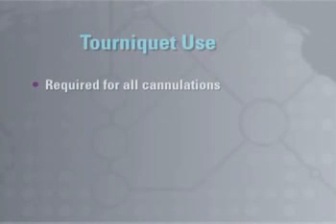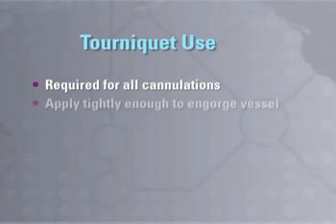Now you're ready to cannulate the fistula. The proper use of a tourniquet is required for all fistula cannulation procedures to help prevent complications associated with improper needle insertion. This includes large fistulas that appear dilated without a tourniquet. Using a tourniquet ensures uniform dilatation of the vessel prior to needle insertion. You need to apply the tourniquet tightly enough to enlarge or engorge the vessel, but not so tightly that you cause pain or loss of blood flow to the limb.